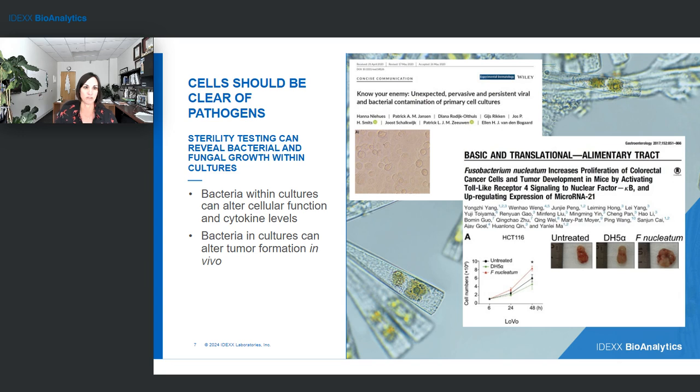And it's also important to remember that some bacterial populations can alter cellular behavior, both in vitro and in vivo. And this was a really good example showing that the proliferation of colorectal cancer cells is altered when they're co-cultured with Fusobacterium nucleatum. So it's really important to find these pathogens and ensure that your cells are clean of them.